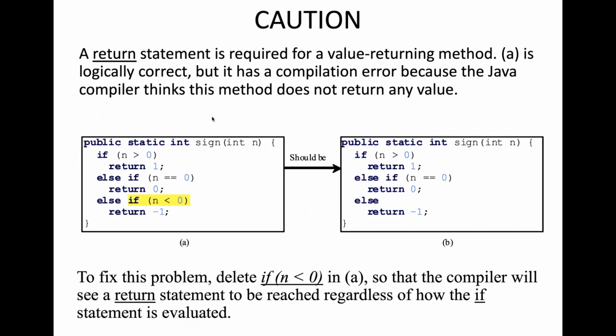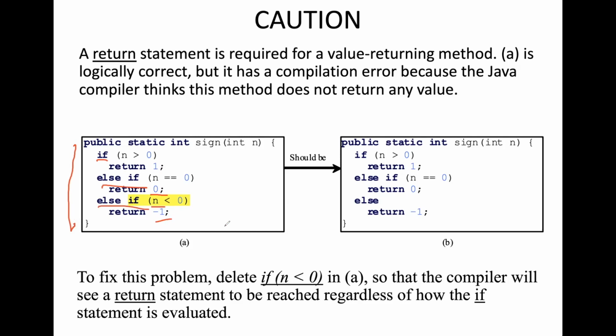In this example, we have a method called sign. Depending on what gets entered, this integer n, if integer n is greater than 0, you return 1. If the integer is 0, then you return 0. However, if this integer is a negative number, you return -1. Now, here's a problem. In this version, you have if, else if, else if.